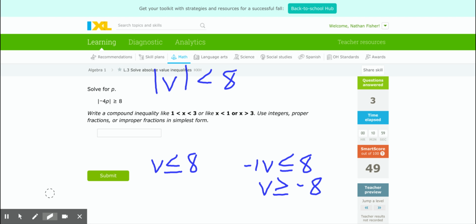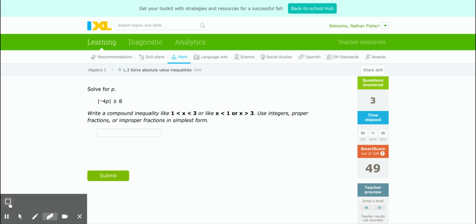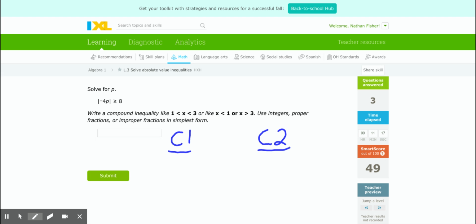Let's go ahead and take a look at this one. I think this is going to give us something a little bit different. Let's clear this off. We have greater than or equal to for our starting symbol. I have nothing on the outside of the absolute value, so I can start into my cases, case 1 and case 2. I'm going to have negative 4p greater than or equal to 8. I'm going to have negative 1 times negative 4p, and then everything the same.